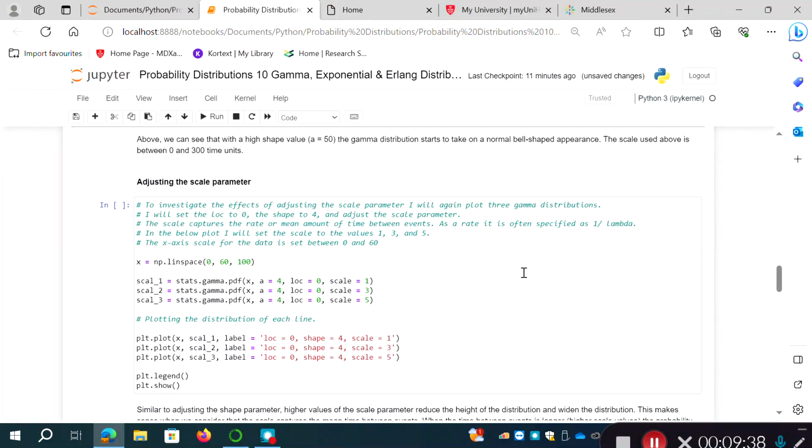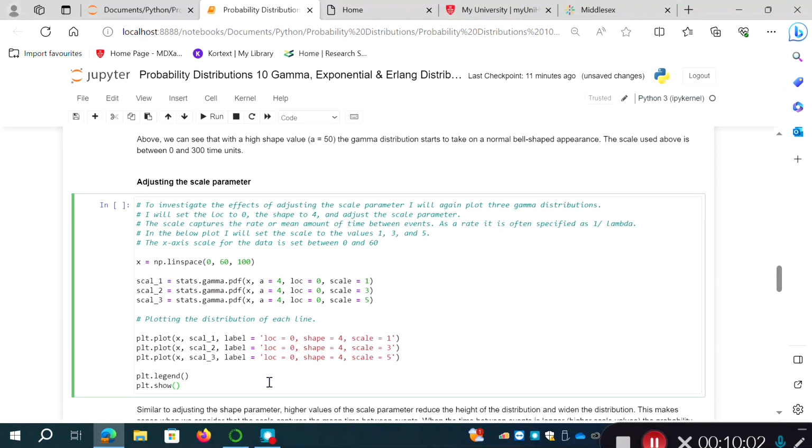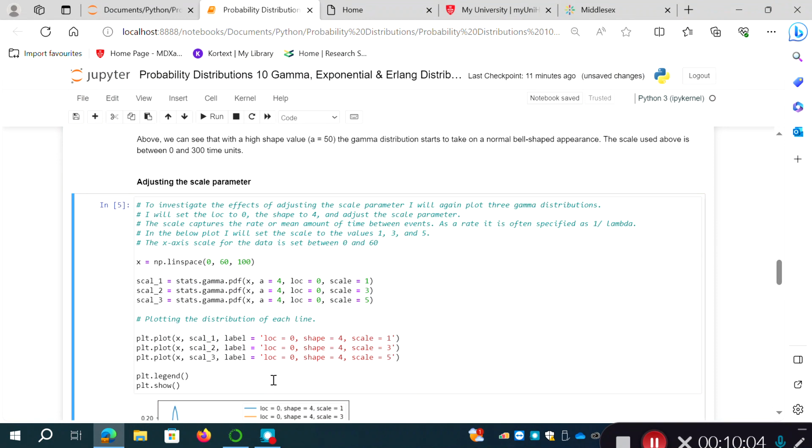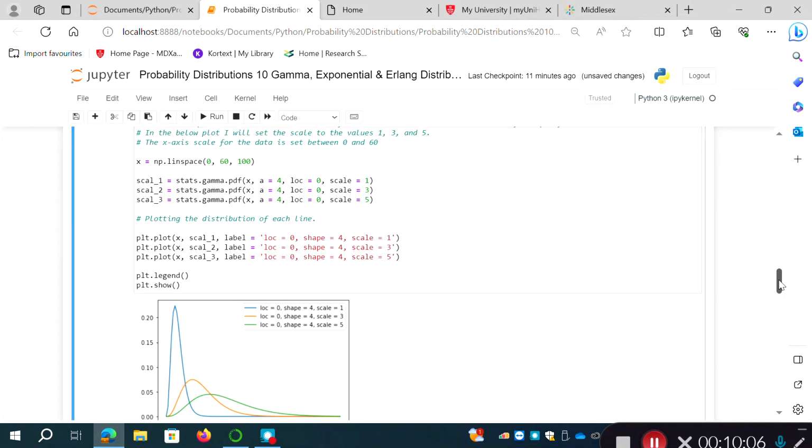Okay, so remember the scale captures the rate or mean amount of time between events, and as a rate it's often specified as 1 over lambda. So you can see in the code here, I've set the shape to 4 for all three of them, the starting value, the threshold, to 0, but they've got different scales, so 1, 3 and 5 in this case.